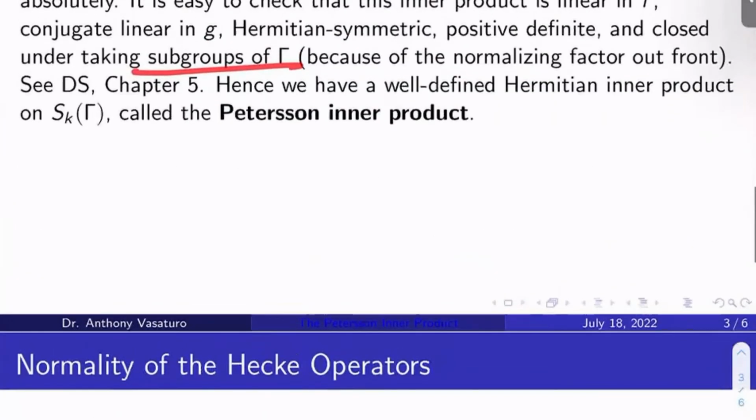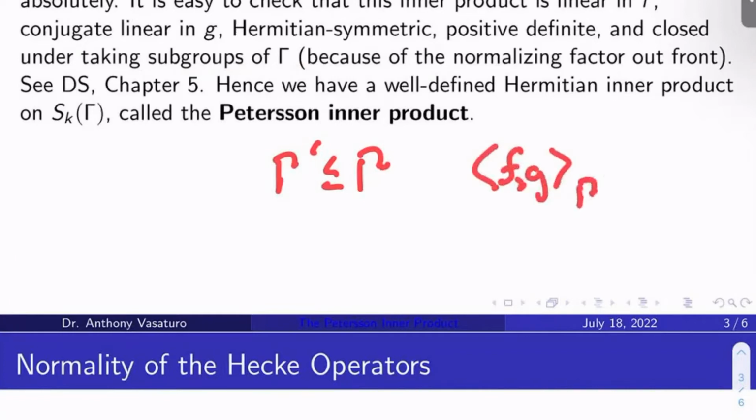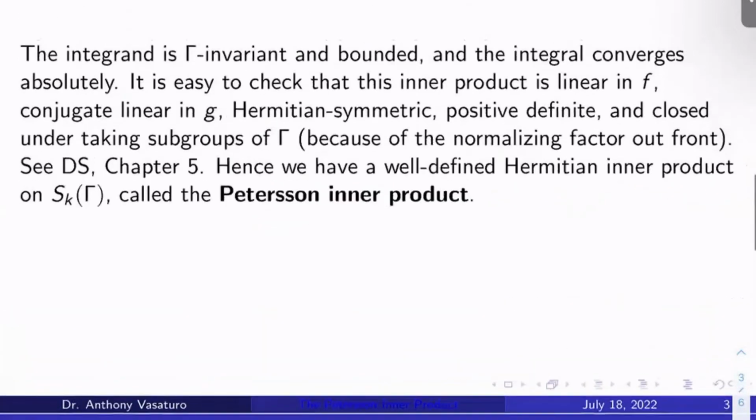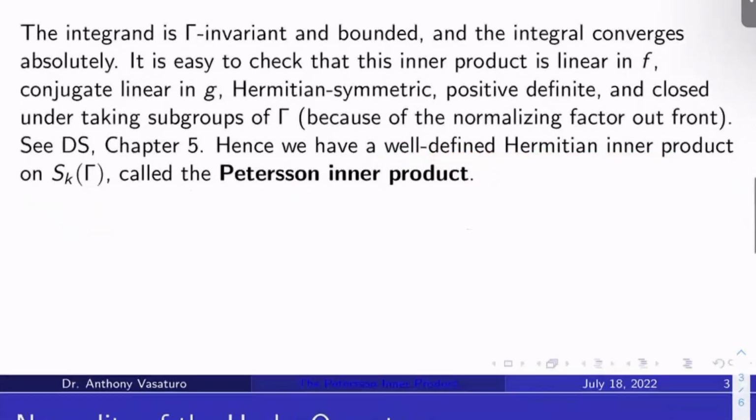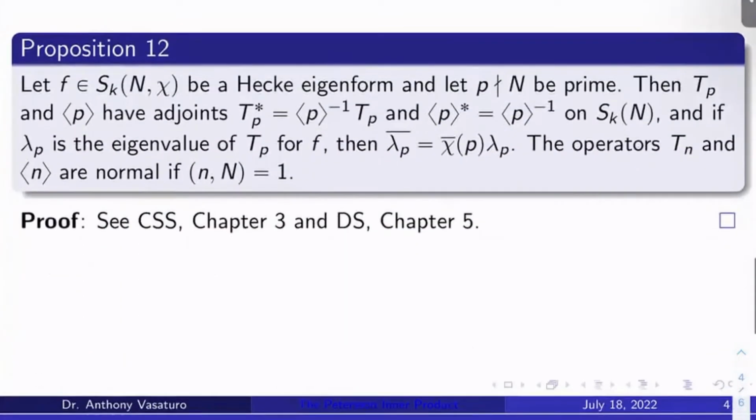What I mean by closed under, again, is if you take gamma prime as a subgroup of gamma, such that F and G are in S sub K of gamma prime, then it turns out that the inner product of F and G with respect to gamma is the same as with respect to gamma prime, no matter which gamma prime you pick. Okay, so see Diamond and Shurman chapter 5 for all these facts. The upshot is we have a well-defined Hermitian inner product on S sub K of gamma, and this is called the Petersson inner product.